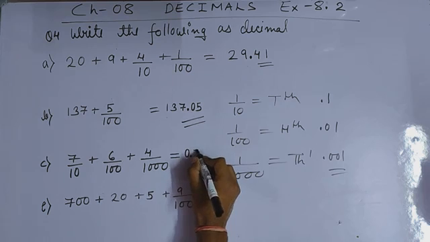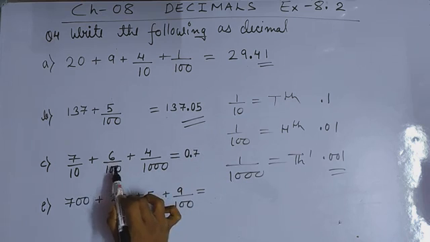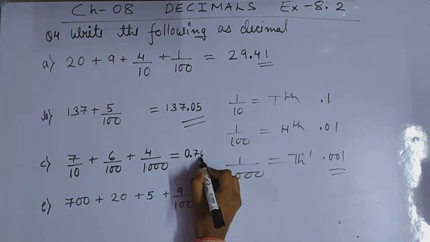So the 10th place is taken by your 7. Now coming to the 100th place. This is the 100th place, and in the 100th place there is 6. So just after the 7, the 100th place will be there. In that place there is 6.